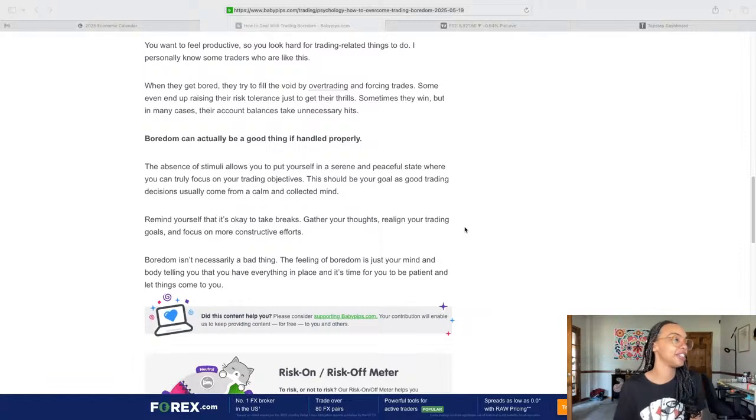All right, so boredom can actually be a good thing if handled properly. The absence of stimuli allows you to put yourself in a serene, peaceful state where you can truly focus on your trading objectives. So this should be your goal, as good trading decisions usually come from a calm and collected mind. Remind yourself that it's okay to take breaks, gather your thoughts, realign your trading goals, and focus on more constructive efforts. Boredom isn't necessarily a bad thing. The feeling of boredom is just your mind and body telling you that you have everything in place and it's time for you to be patient and let things come to you.